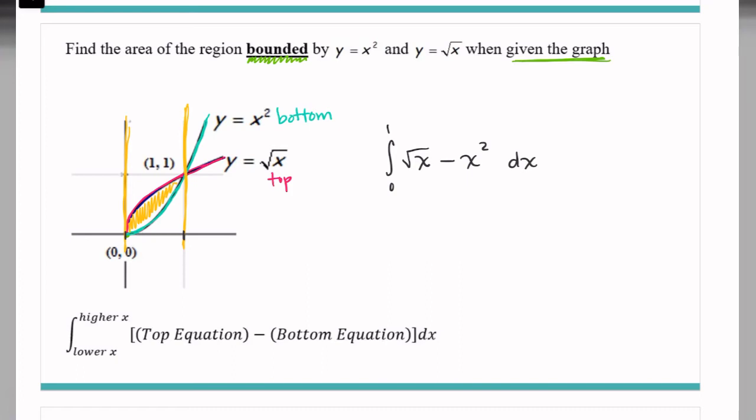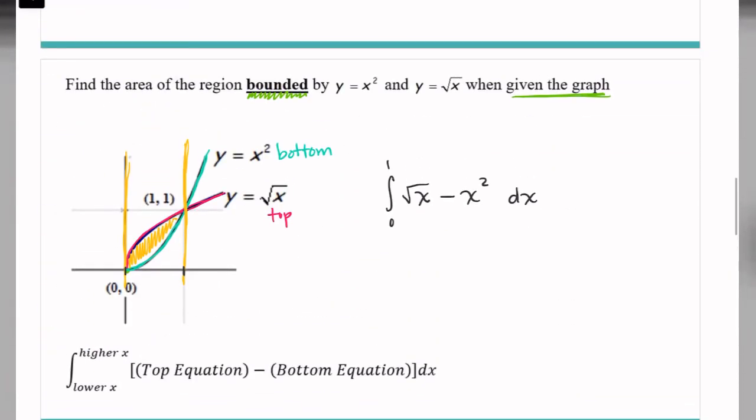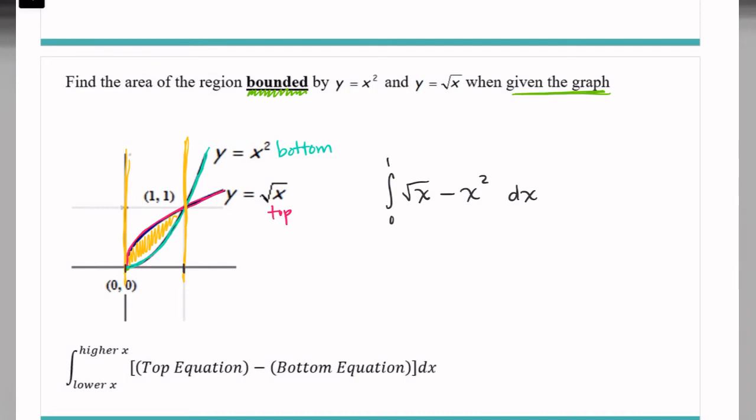Okay. Now, could I do this by hand? I could do it by hand. We're going to actually take time on the next one and do it completely by hand once we know the answer. So let's do Math 9 in the calculator. We want to go from 0 to 1 of the square root of x minus x squared dx.